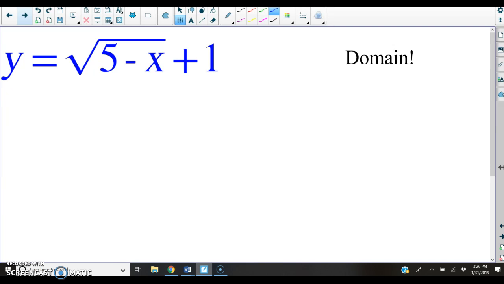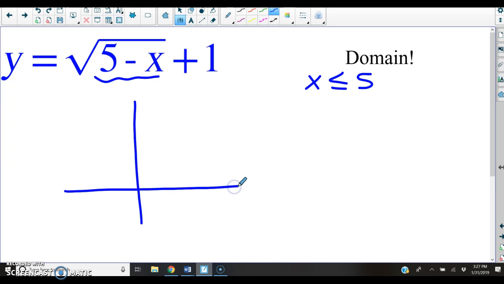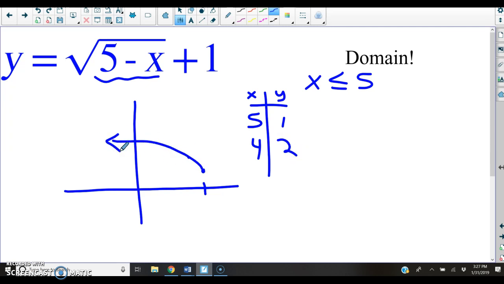Okay. Ooh, this one's cool. Notice this is 5 minus x instead of x minus 5. What you need to realize is x has to be less than or equal to 5 because we do not want negatives. And what that's going to do is say, oh, it's going the other way. The +1 is still going to move it up. But if I put 5 in for x, I'm going to end up with square root of 0 plus 1. So here's my 5, 1. And then if I put in 4, I'll have the square root of 1, which is 1, plus 1 is 2. And this is going to turn it that way.